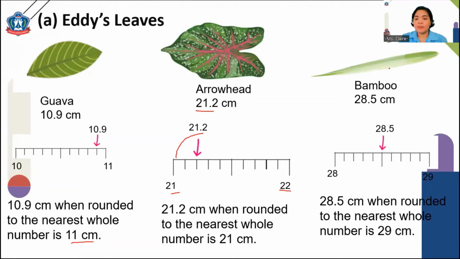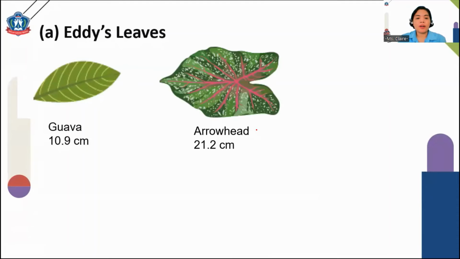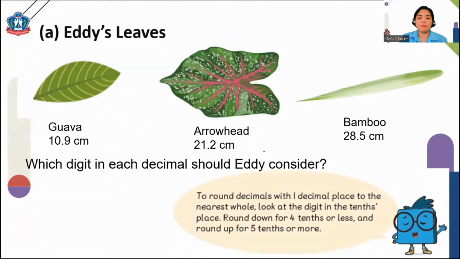The bamboo leaf, which is 28.5, in our number line, is halfway between 28 and 29. It is in the middle. If the number is in the middle between two whole numbers, the number will be rounded up. So this one is 29 centimeters. Guava, arrowhead, and bamboo. So which digit in its decimal should Eddie consider?